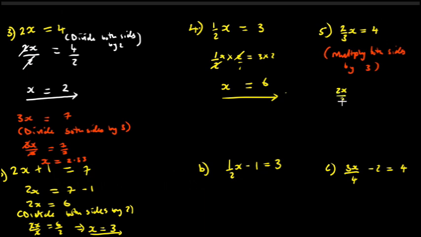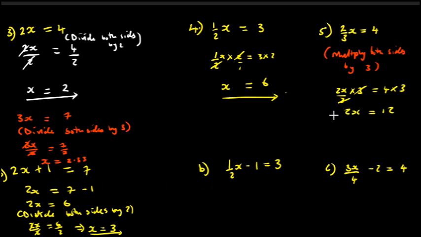2x over 3 multiplied by 3 is equal to 4. What happens to the left hand side should also happen to the right hand side. Okay, so I'm left with 2x is equal to 12. Guess what happens here? What do we do? This is the situation. We divide both sides by 2.